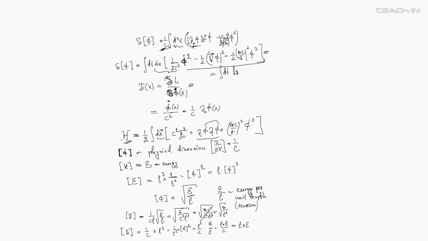Time multiplied by energy is the same as momentum multiplied by length, and momentum multiplied by length is the same as angular momentum, and this has the same dimension as h bar, as we know. That's why the action has the dimension of a Planck constant, and this is important to have in mind.